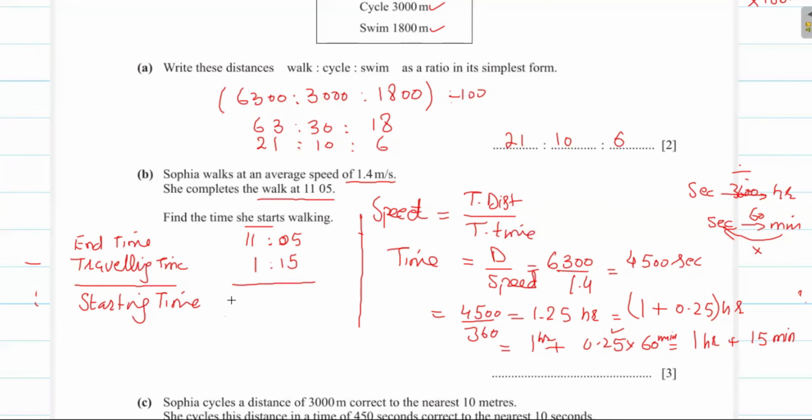We take the difference, we get the starting time. You see here, 15 cannot be subtracted from 5. Therefore, we take out 1 hour from 11, so it becomes 10, and that 1 hour is equal to 60 minutes. This value is 60 plus 5 is 65, and that minus 15, and the traveling time is 1 hour 15 minutes. Now the starting time will be equal to, taking the difference, 65 minus 15 equal to 50, and 10 minus 1 is 9. So 9:50 is the time when she starts walking.